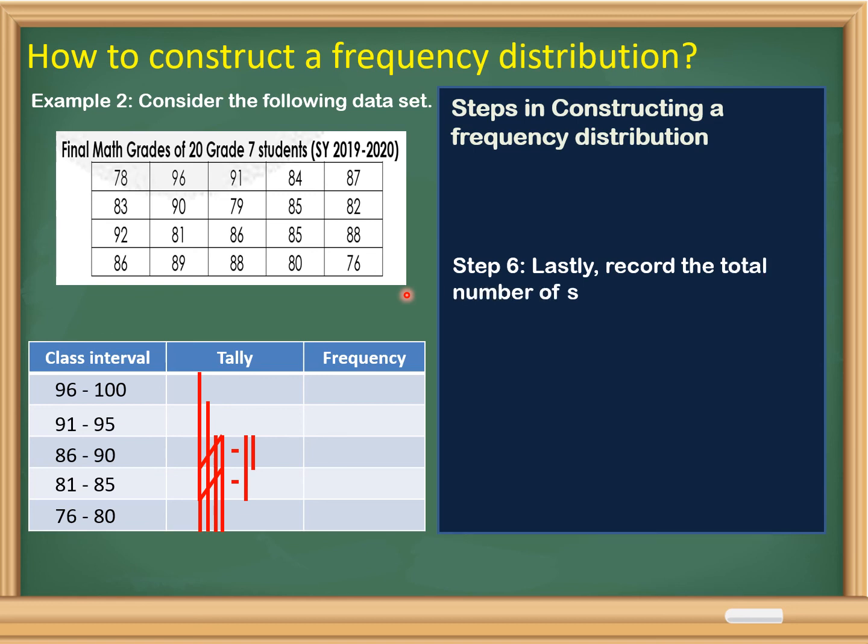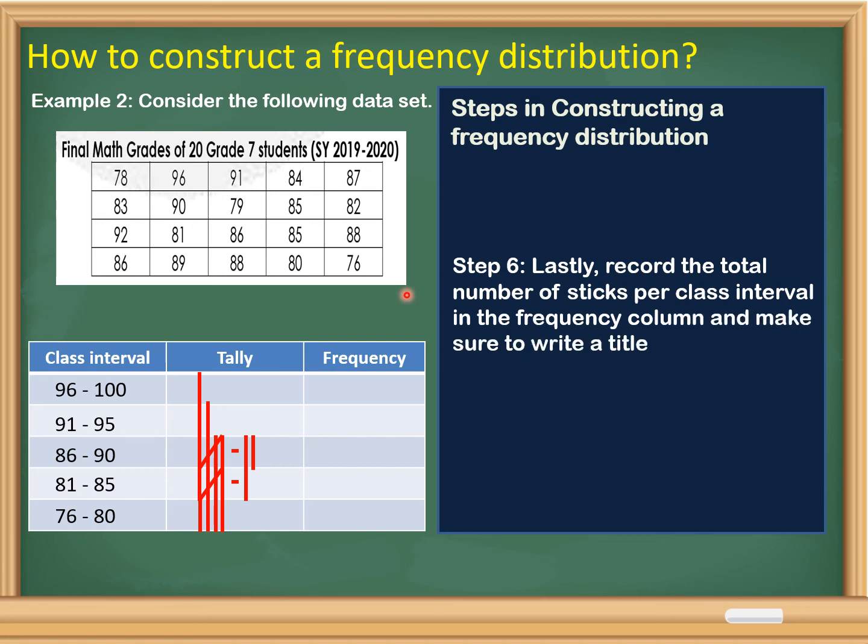Step 6. Lastly, record the total number of sticks per class interval in the frequency column and make sure to write a title. So in the class intervals we have 1, 2, 7, 6, and 4. And the title is the frequency distribution table of the final math grades of 20 grade 7 students for school year 2019 to 2020.